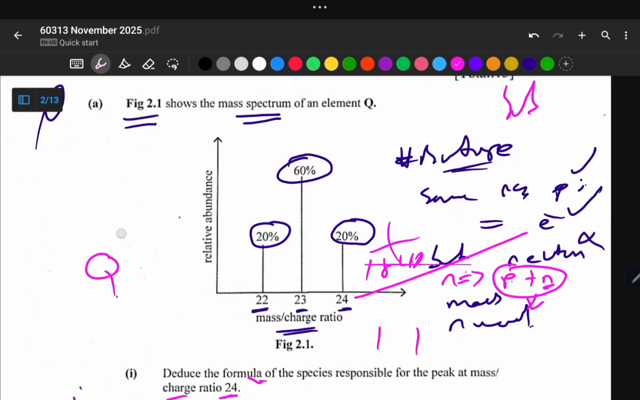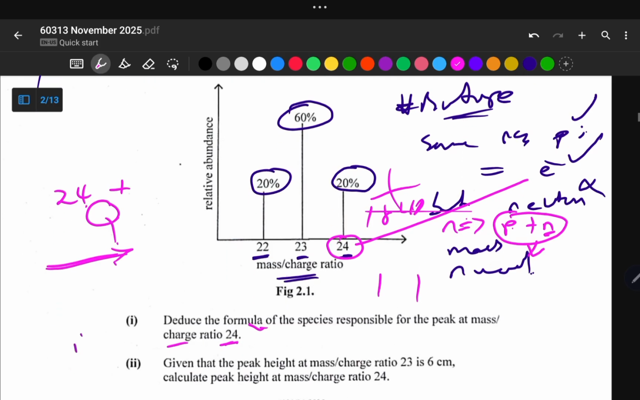So you're going to have Q, and then this one is the charge. They're going to be positively charged ions, right? And then we're going to have the isotopic mass, which is equal to 24. So this one is the species. And then we go on to the next part.